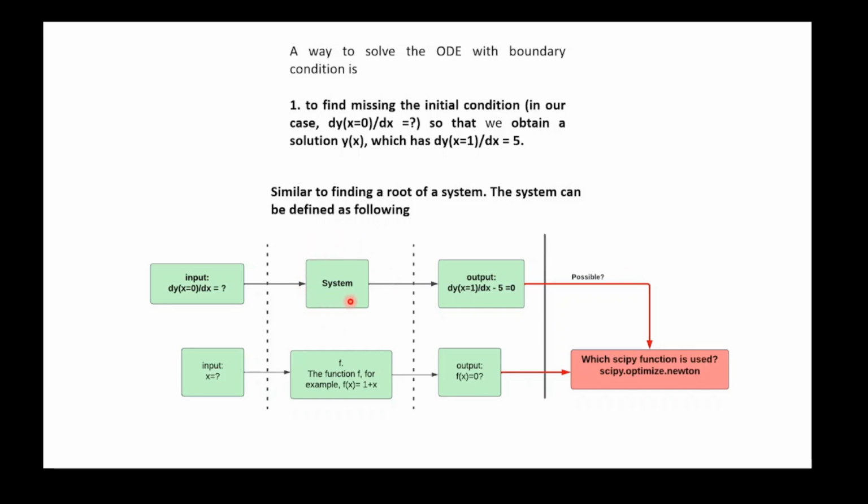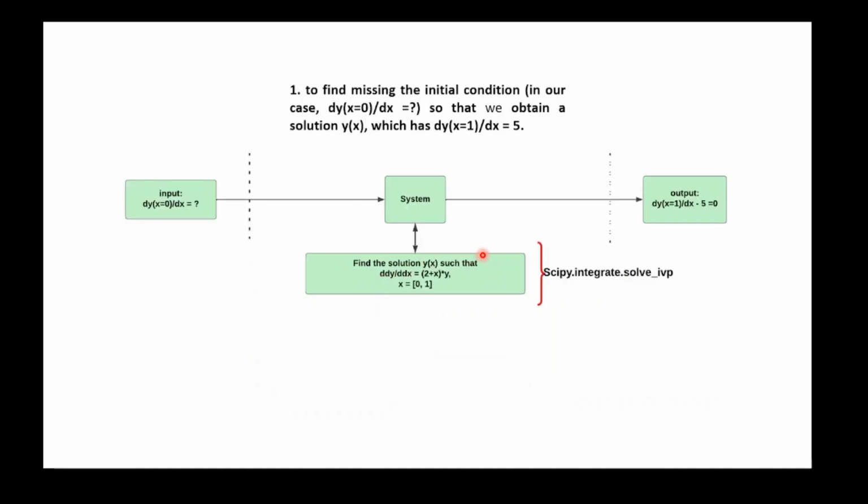However, we have a system here, and this system is a complex system. So how can we define that system? If we pay attention to the pattern of the input and the output, the system also needs to reflect the problem, which is a second-order ordinary differential equation with a range of the independent variable x from 0 to 1. That pattern reflects the pattern of a function input to scipy.integrate.solve_ivp.